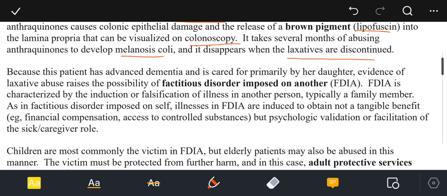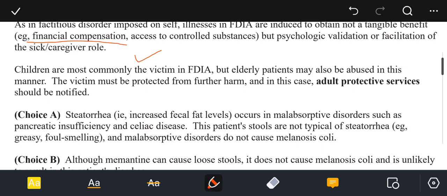Because the patient has advanced dementia and is cared for primarily by her daughter, evidence of laxative abuse raises the possibility of factitious disorder imposed on another, that is FDIA, formerly Munchausen syndrome by proxy. FDIA is characterized by the induction or falsification of illness in another person, typically a family member. As in factitious disorder imposed on self, illness is induced to obtain not a tangible benefit, for example financial compensation or access to controlled substances, but psychological validation or the sick or caregiver role. Children are most commonly the victims of FDIA, but elderly patients may also be abused in this manner. The victim must be protected from further harm. In this case, adult protective services should be notified.